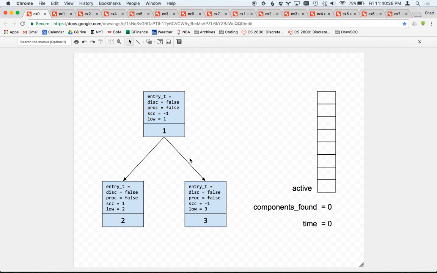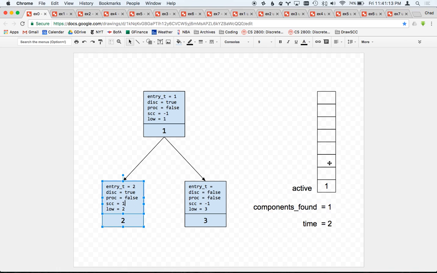So here in this first example, we don't have any cross edges. We'll execute our algorithm very quickly here. We set our time equal to 1. Entry time is 1. We discover our first vertex. We push it onto the active stack. And we process its edges, starting with this edge, takes us to an undiscovered vertex, which we now discover. We increment the time, and note the entry time, and process any edges out from vertex 2. There are no edges out from vertex 2, so we process it late and discover that its low is equal to itself, which means we found a strongly connected component.